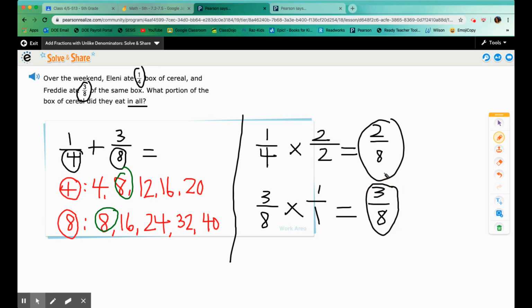So now we can add these together. 2/8 + 3/8. The numerator is 2 + 3 is 5. Denominators, remember, if they're the same, they do not change. So we're just going to leave it as 8, the total parts of the whole. So my answer is 5/8. 1/4 + 3/8 is 5/8.